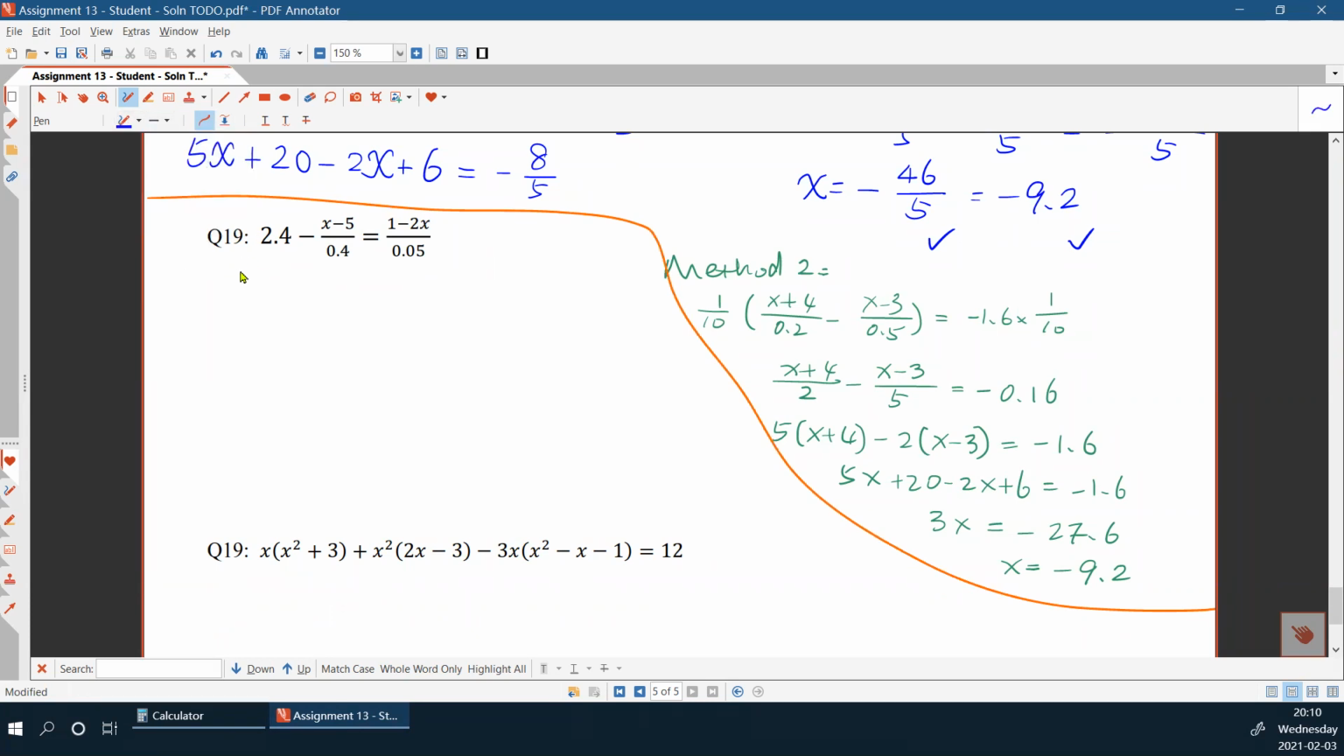Okay, if you have no questions, let's look at question 19. Okay, question 19, you can use actually similar methods compared to question 18. Okay, for me, I'd prefer to convert them to fractions. So 2.4 is actually 24 over 10, right? 24 over 10 is actually 12 over 5. Okay, so 12 over 5 minus x minus 5 over 0.4 is 4 over 10, which is 2 over 5, right? And equals 1 minus 2x. Okay, 0.05 is actually 5 over 100. 5 over 100 is 1 over 20.